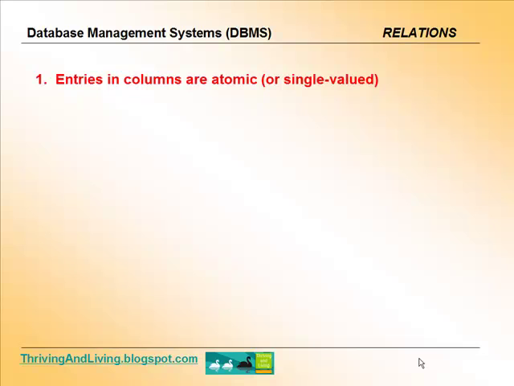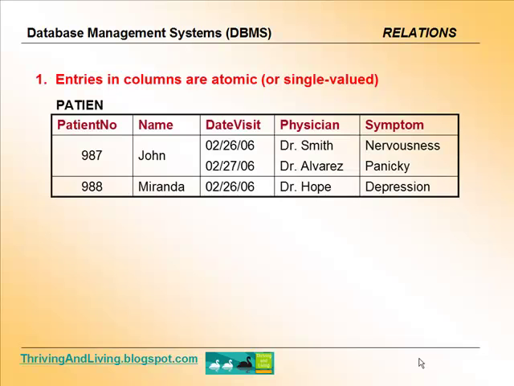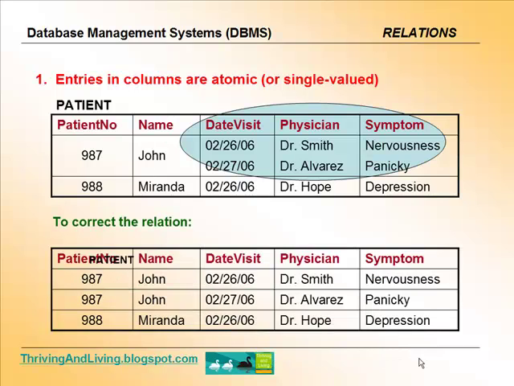Each column should have a single value. On our patient table, we have date visit, physician, and symptoms columns with two values. To convert the table into a relation, we split John into two to get rid of the multi-valued columns.